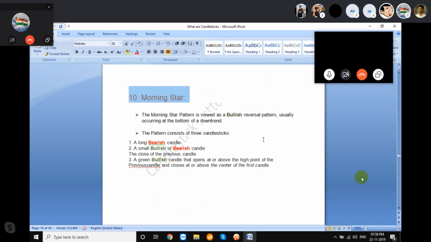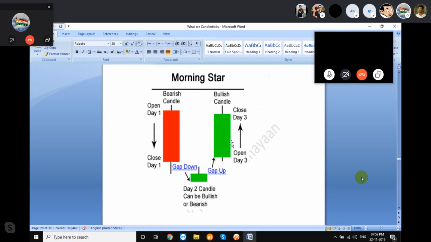See exactly what he's telling, Praveen. The first candle should be a bearish candle. The second candle may be either bearish or bullish. Fine, same as what I told in the evening star. It should be a gap down and then there should be a gap up. And the third candle should and must be a bullish candle.